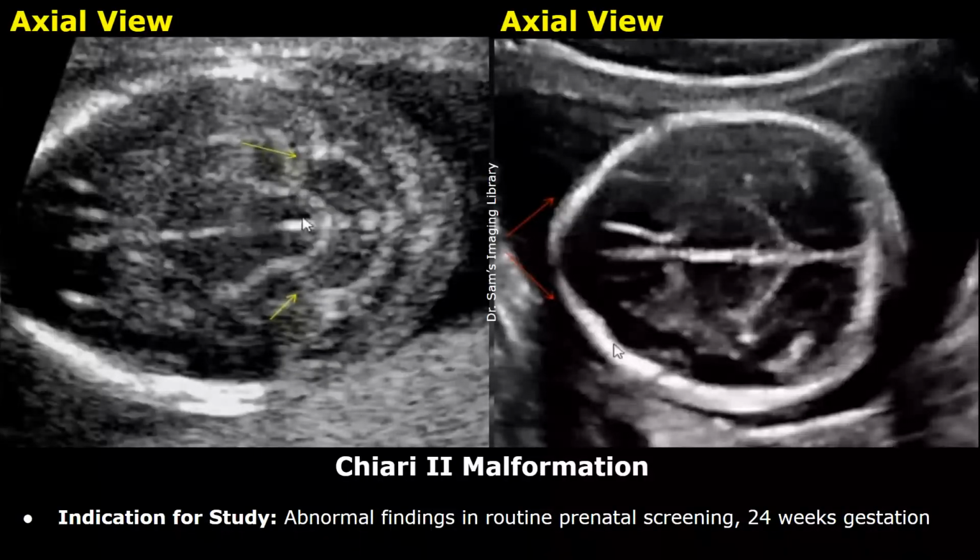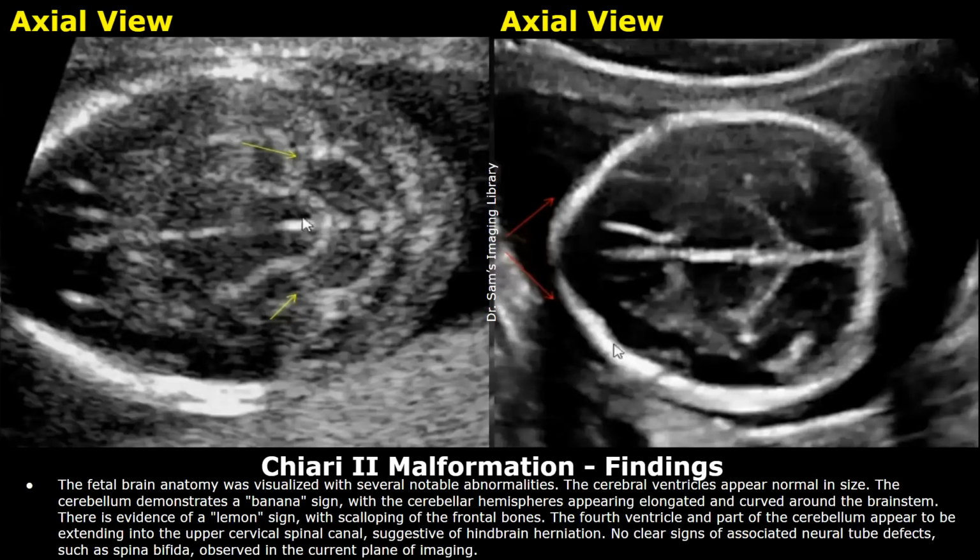This is the report for Chiari 2 malformation. Indication: abnormal findings in routine prenatal screening, 24 weeks gestation. Here are the findings. The fetal brain anatomy was visualized with several notable abnormalities. The cerebral ventricles appear normal in size.